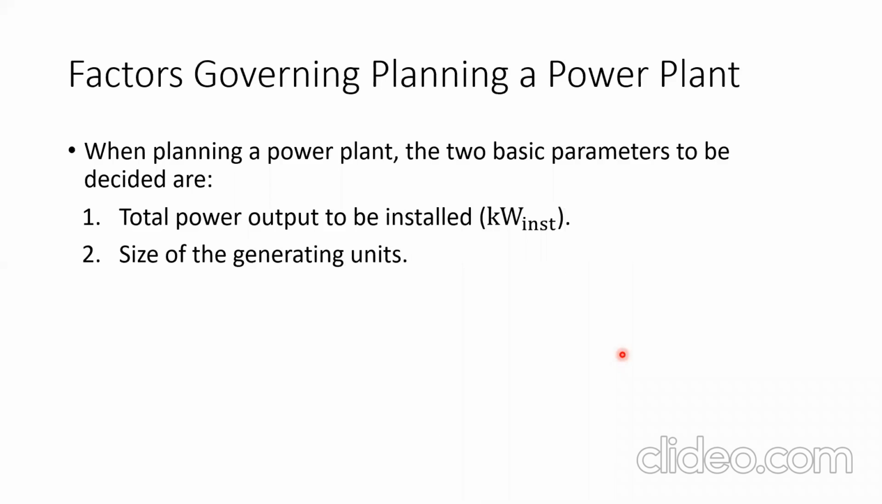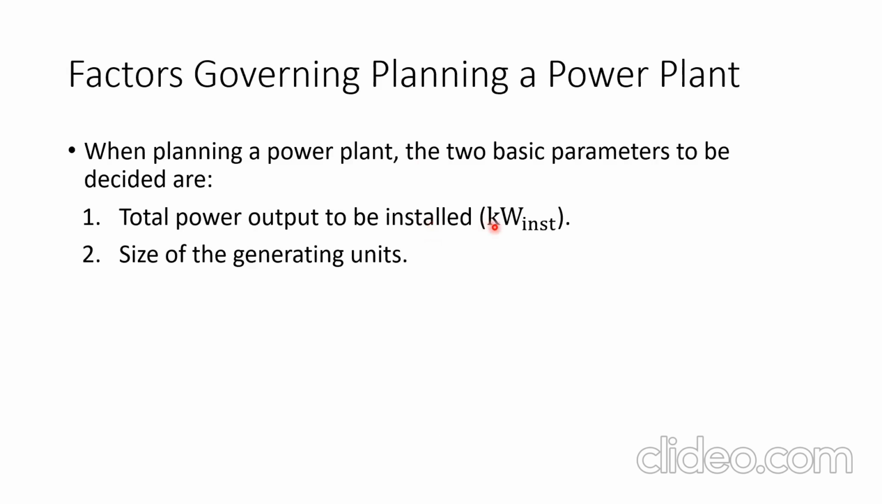Next are the factors governing planning a power plant. Which are the factors when planning a power plant? The two basic parameters to be decided. Which are those parameters? First is the total power output to be installed, meaning what will be the power capacity of a particular power plant?